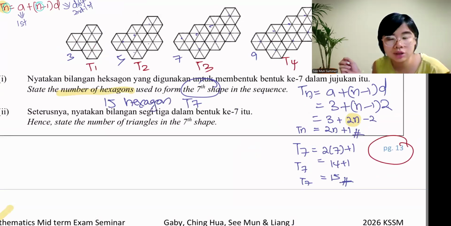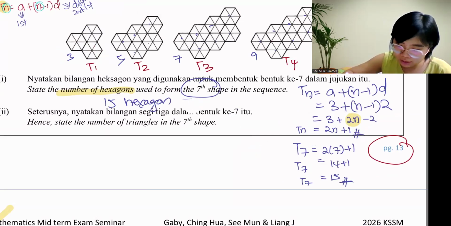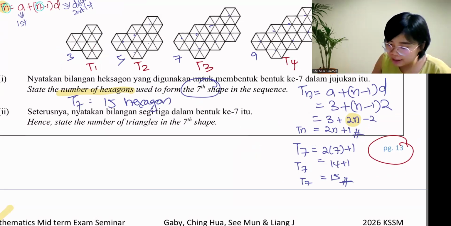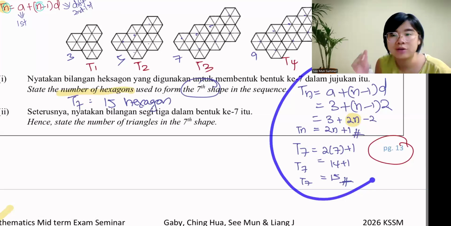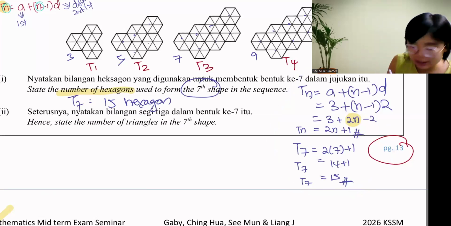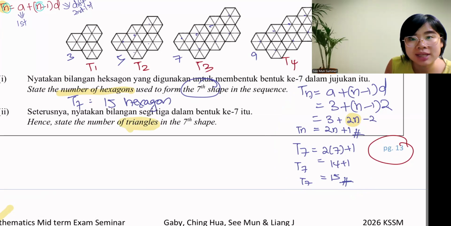So far, so good. You understand what I say? Okay, so this is the step-by-step way of how to do this. And then next step, interesting, this is like common sense. Next step, since you know that T7 is 15 hexagon, they ask you to find the triangle. So, meaning to say you need to find one hexagon for how many triangle?